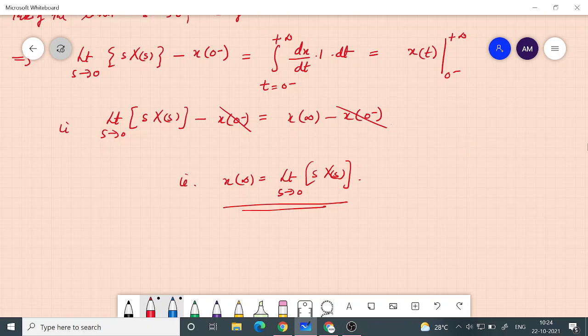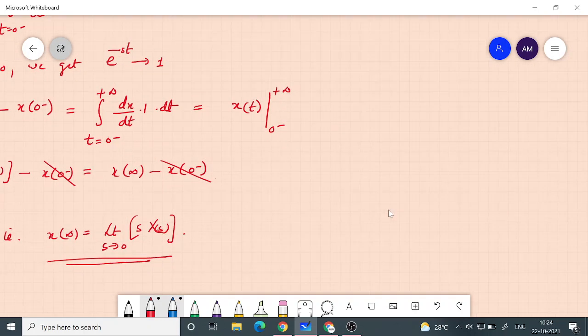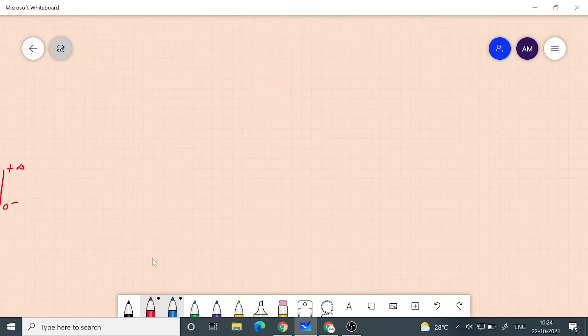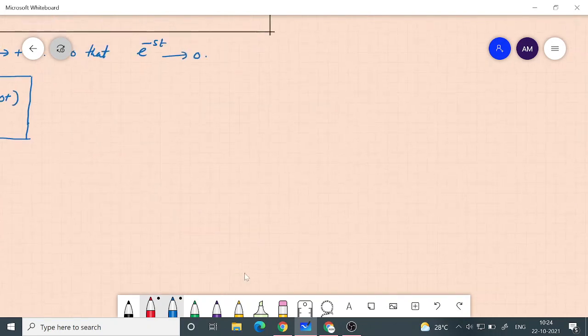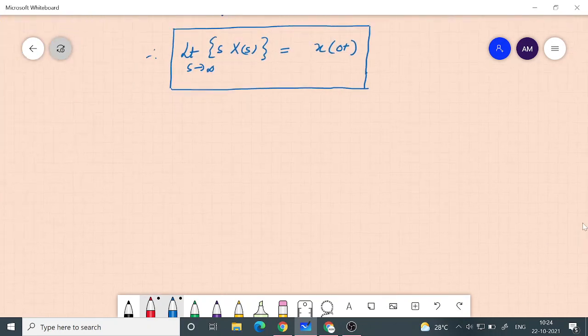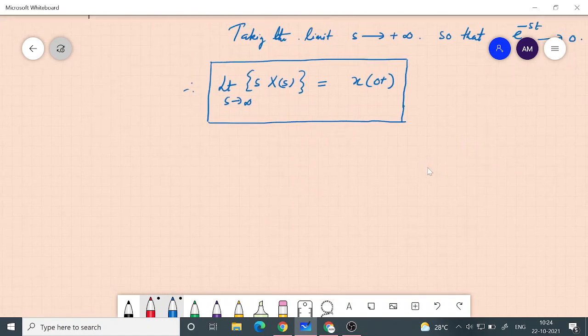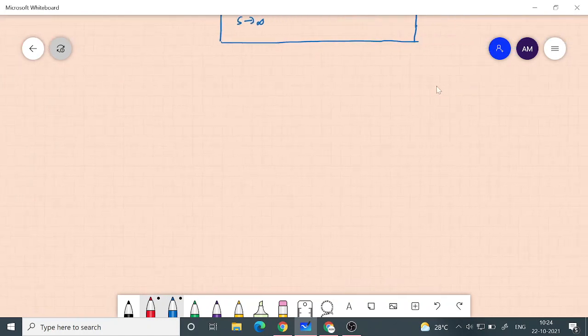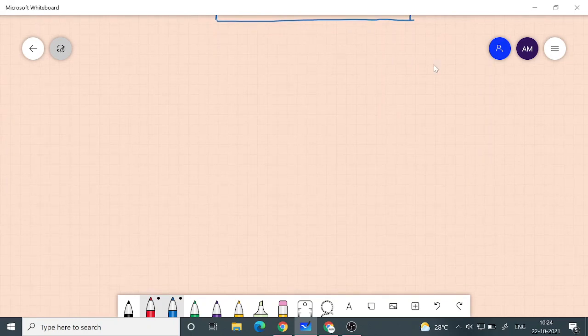So you see that the two properties are very similar. If you want the final value, you multiply X of s with s and then take the limit s goes to 0. If you want the initial value, what we need to do is multiply with s, but take the limit s going to infinity. So you can do problems with this.